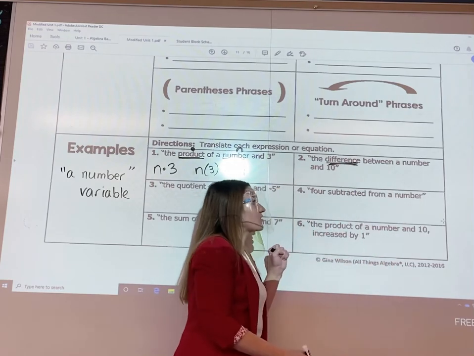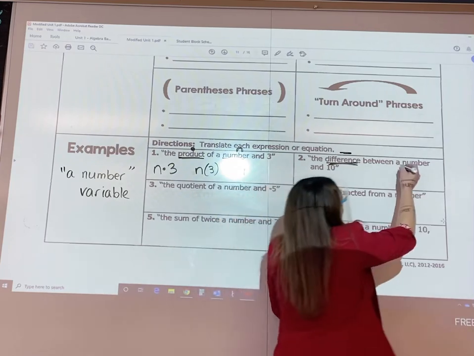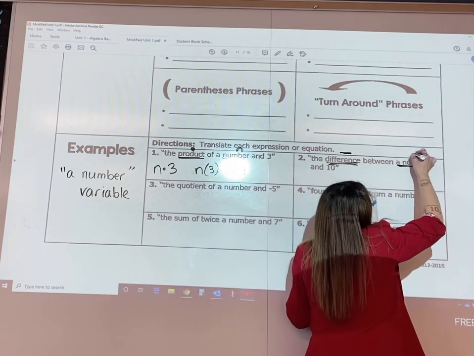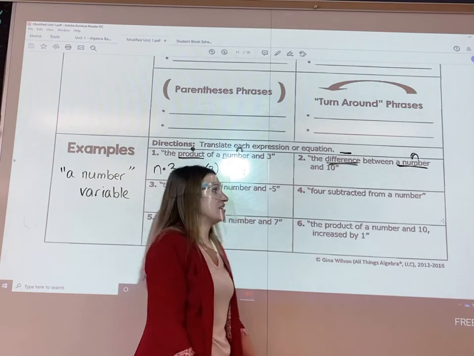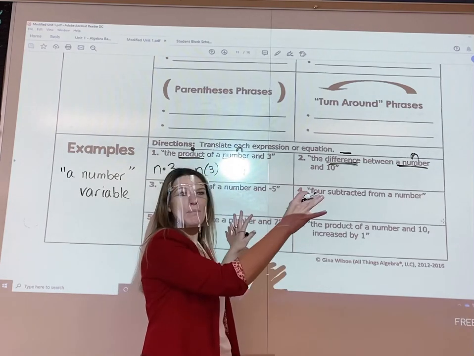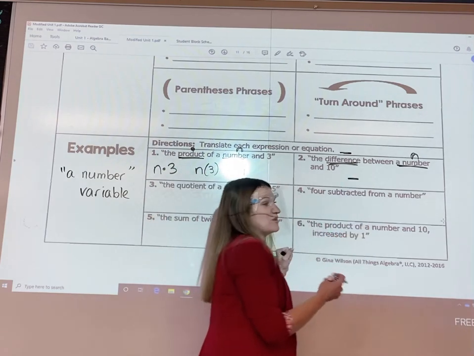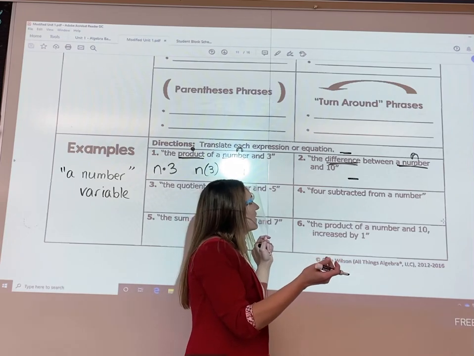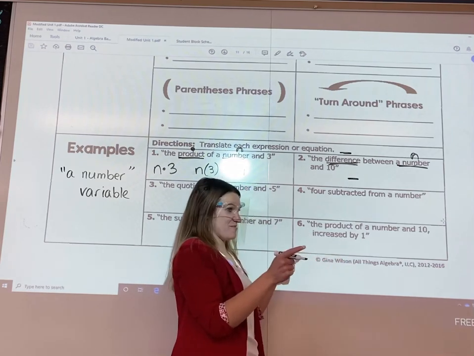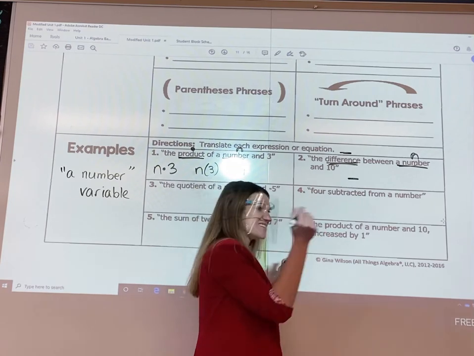Number 2. The difference between a number and 10. Difference is the first word that pops out to me. I know it means subtraction. A number, we're going to represent that with our variable n, and 10. So the difference between a number and 10. We need to subtract, we know that. What are we subtracting? Would you do like 10 minus n or n minus 10? It's going to be one of them. It's definitely going to be one of them. So n minus 10? Yes, good job.